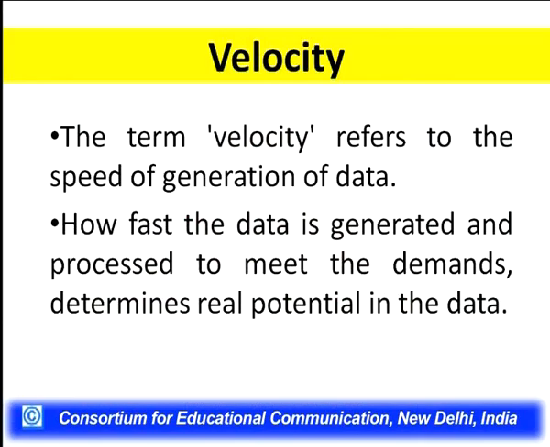And the next V is known as velocity. Velocity also determines whether the data is big data or traditional data. Velocity is a factor, a parameter that is used in deciding about big data. The term velocity refers to the speed of generation of data, and how fast the data is generated and processed to meet the demand determines the real potential in the data.